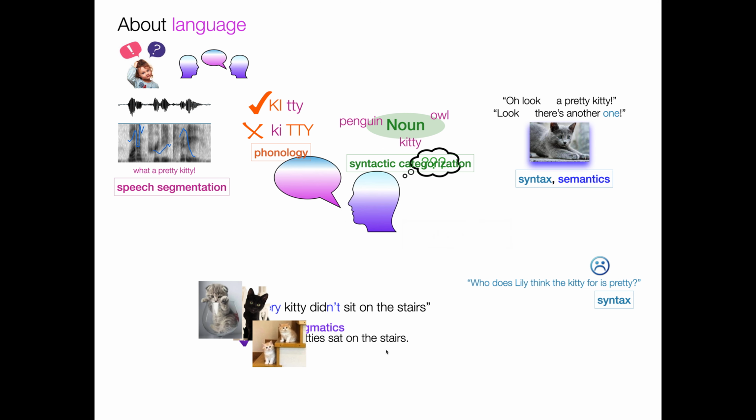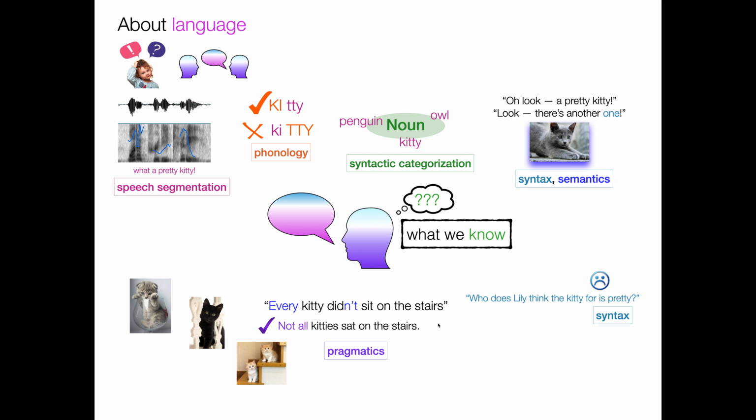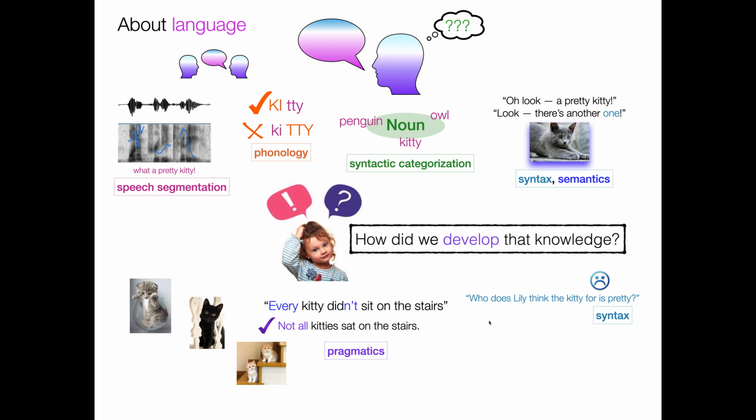Well, it's a lot of different stuff that you know. Again, these are just some of the things that we know when we know our language. And in development, the question is, how did we develop that knowledge? How did we come to know all of these things about our language?